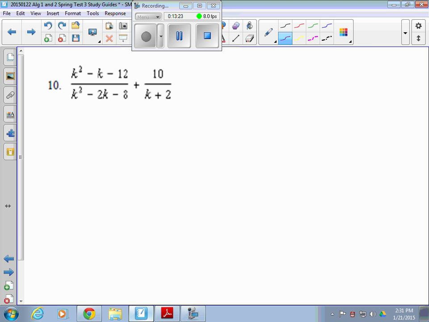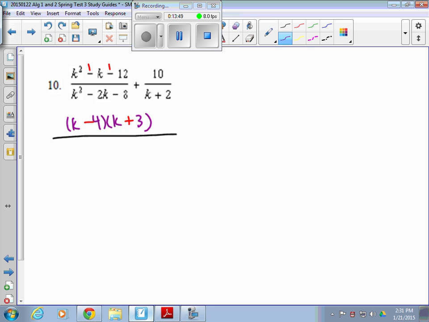Number 10, we're doing the same thing. You're going to factor out the trinomial on the top. K times k is k squared. Your factors of 12 are 1 and 12, 2 and 6, and 3 and 4. The only one to get to 1 is going to be 3 and 4. I wrote them backwards. Different signs, bigger one's minus. 4 is bigger, 3 is positive.